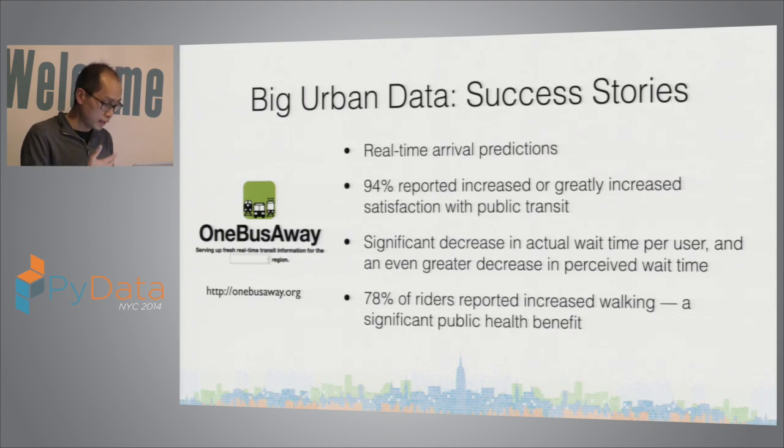And because of that, 90% increase in satisfaction from riders really increased, while 78% of people walk more. And so let's say all this is thanks to the big urban data analysis on the back end. Because with that, if you predict something wrong, like I walk from my stop to the next stop and the bus passed by, then you really screw up the entire thing. So this is really carefully made and it's a big success.